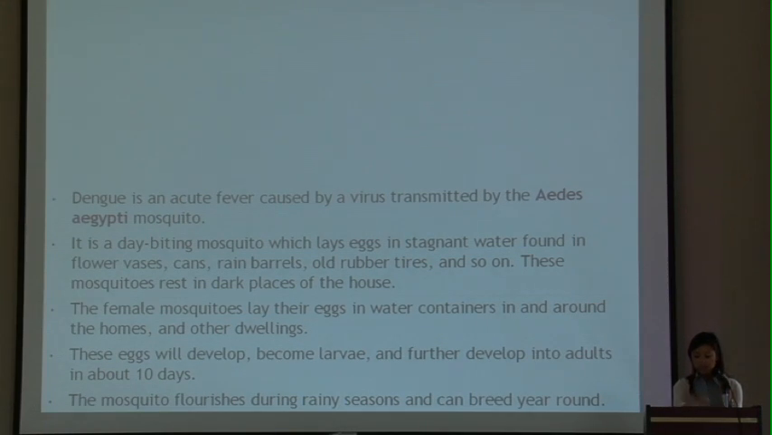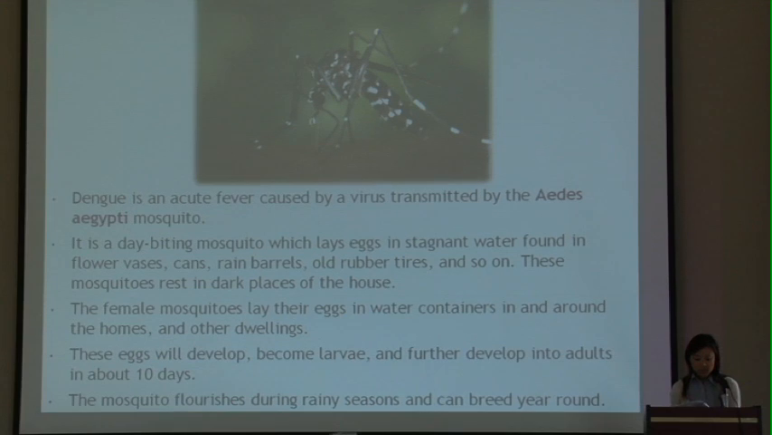Causes of transmission. Dengue is an acute fever caused by a virus transmitted by the Aedes aegypti mosquito. It's a day-biting mosquito which lays eggs in stagnant water found in flower vases, cans, rain barrels, and old rubber tires, and so on. These mosquitoes rest in dark places of the house. The female mosquitoes lay eggs in water containers in and around the homes and other dwellings, and these eggs will become larvae, and further develop into adults in about 10 days. The mosquito flourishes during rainy seasons and can breed all year round.